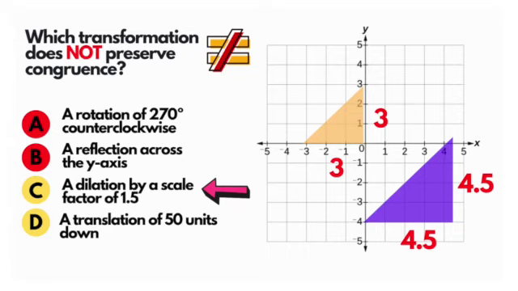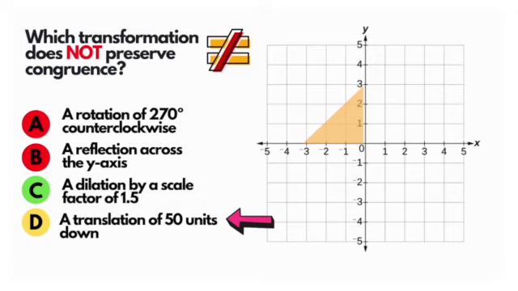It's actually going to get larger. You can see that our new shape is larger. So C, a dilation does not preserve congruence because it does get bigger. And let's take a look at D. D, we're just translating it 50 units down, so we're going to take that shape and just slide it down. When you slide it down, it doesn't change its shape, so D doesn't work either.